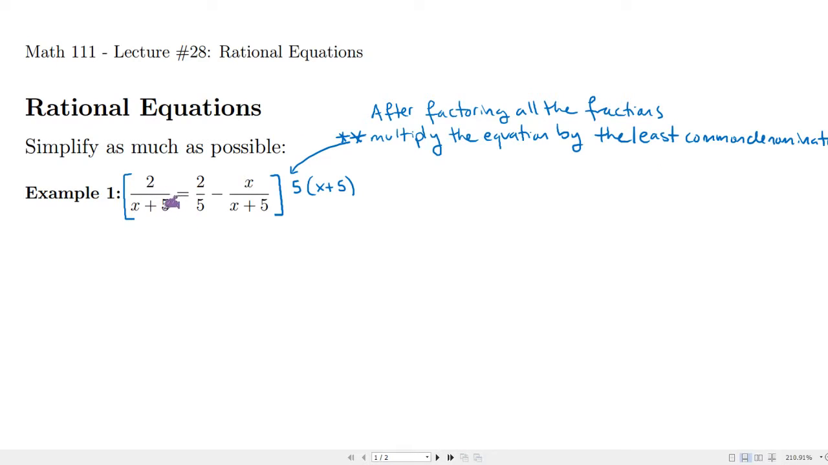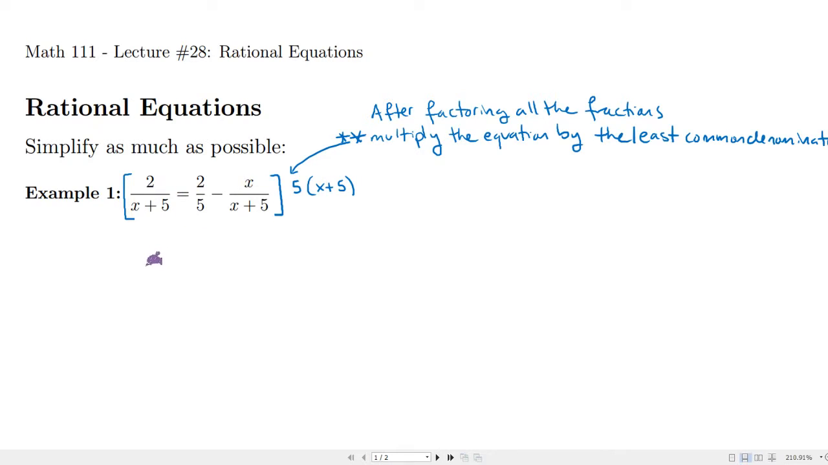So again, this is missing a 5, this is missing x plus 5, this is missing a 5. So the least common denominator is 5 times x plus 5. So we're going to multiply by that. Now, what you're going to do is reduce. So if we multiply all these expressions by this, what are we going to have?